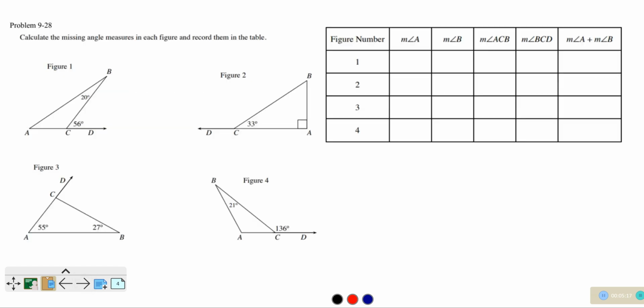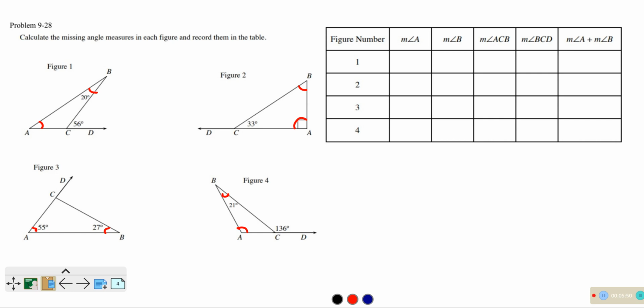So let's look at our figures, okay? Now it said the exterior angle BCD, okay? BCD is the exterior angle. Angle A and B are the remote interior. Notice A and B are the remote interior. On all of them, they are the remote interior angles.